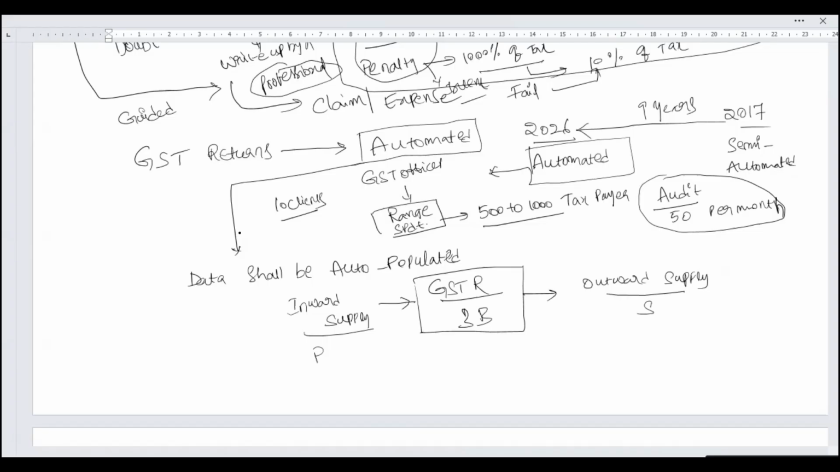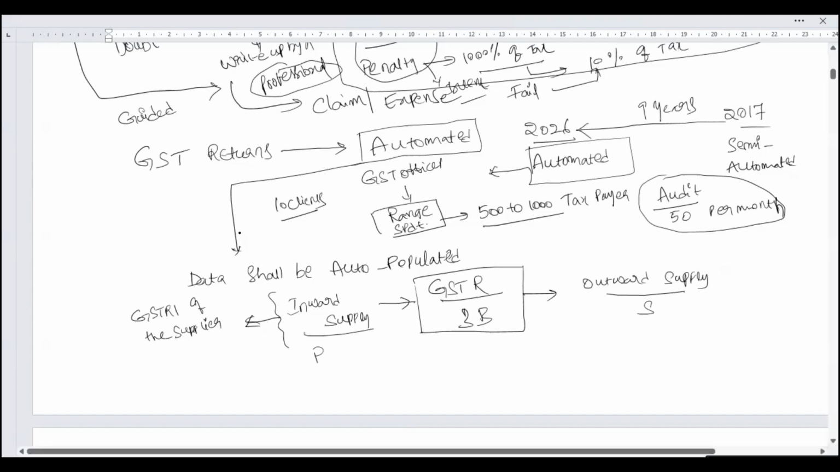So they say automation will happen like this. Your inward supply is linked with the GSTR1 of the supplier. Government said that, look, you don't do anything. I'll make your life easy. Whenever a government notification comes to make things easy, it is going to create a complexity. Though the intention is to make life easy, unknowingly they make things complicated.